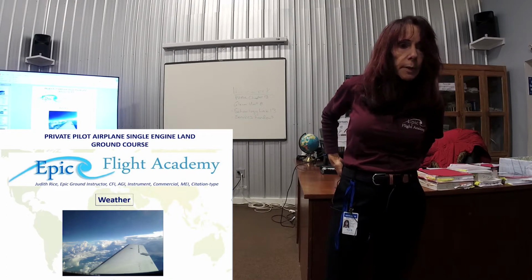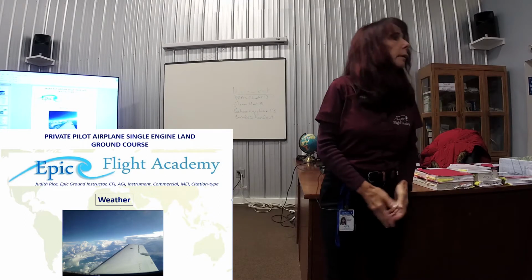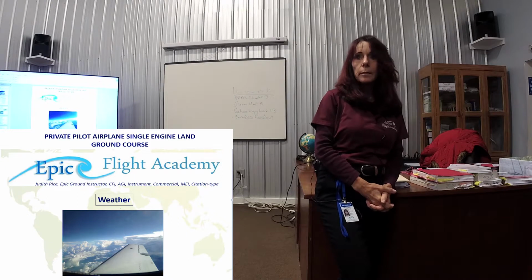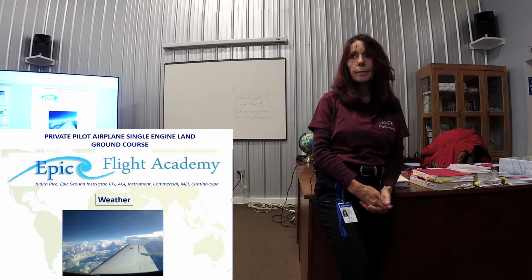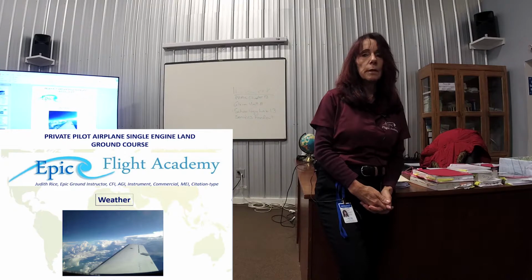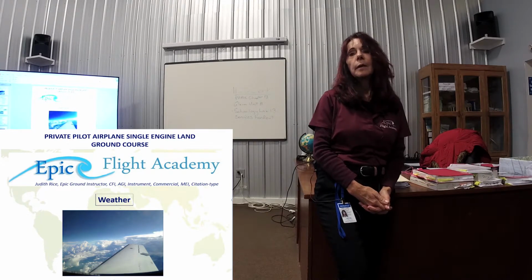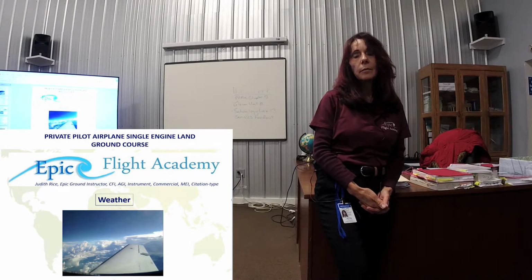Three phases of a thunderstorm. Cumulus. Mature. Dissipating. And which is the most severe? What's always in the mature? Updraft and downdraft. Updraft, downdrafts, what else? Lightning. Good.